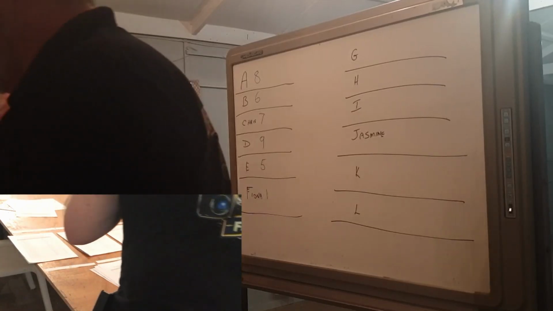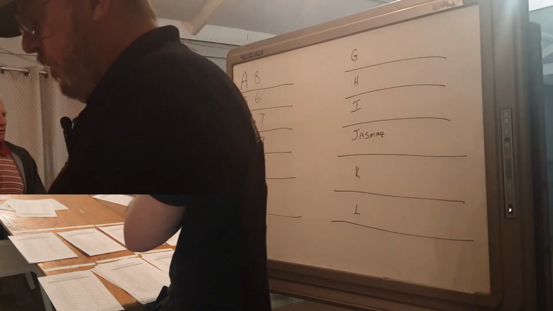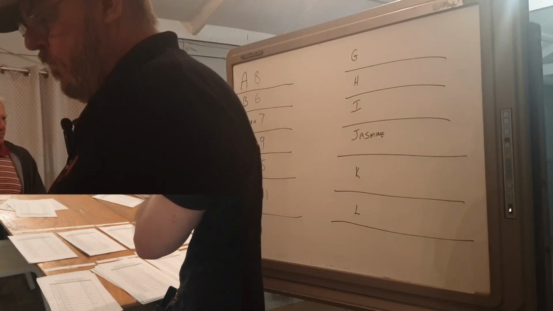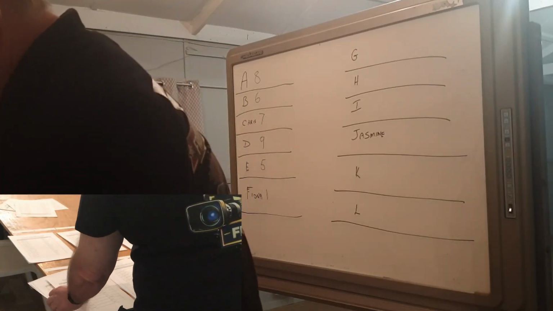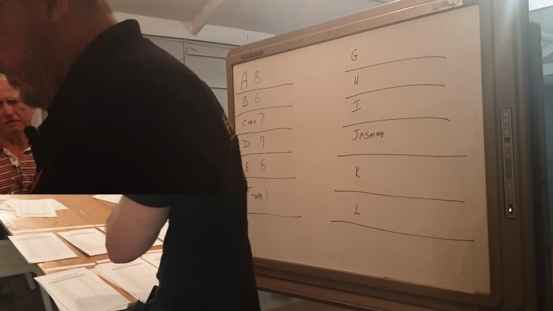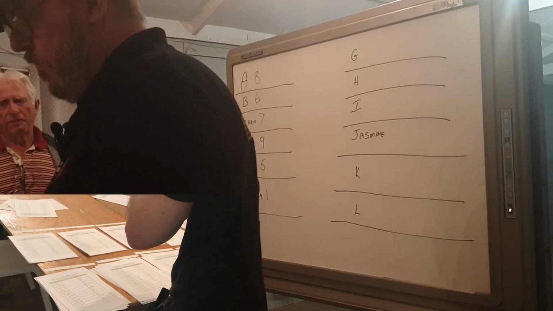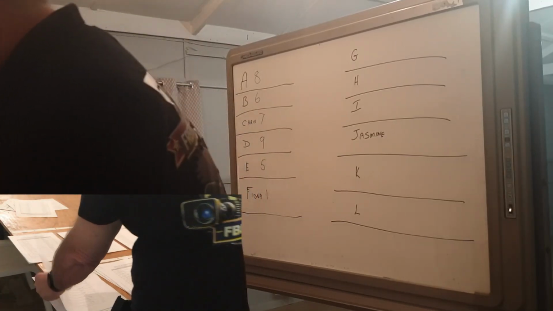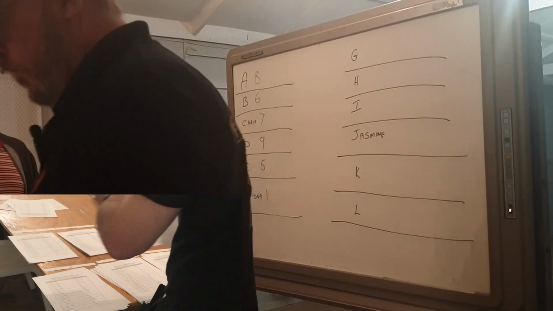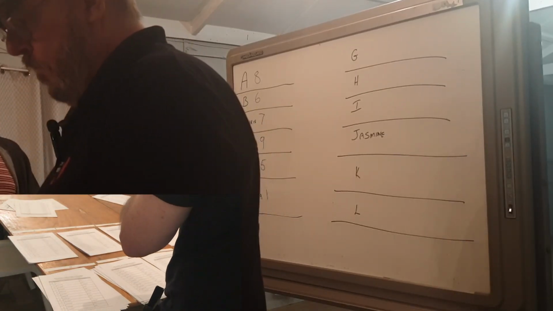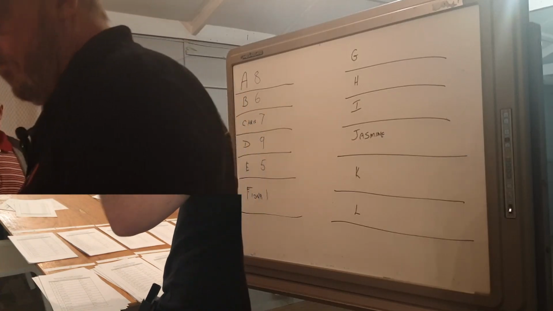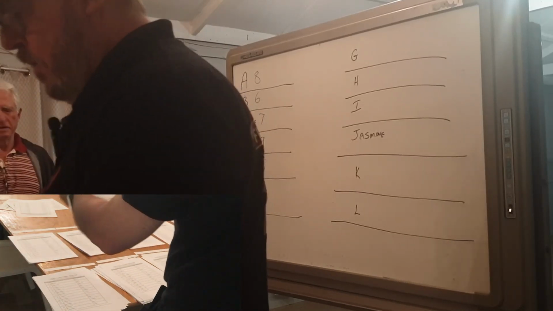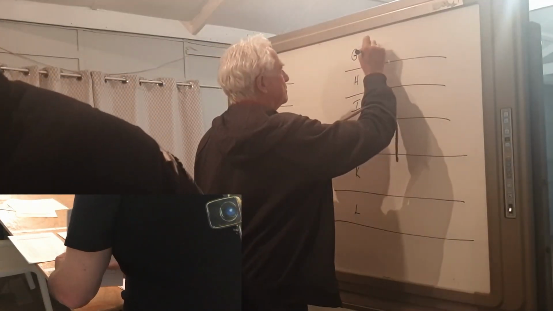Right, Party G. No, don't tighten them up yet, Vince. 1, 2, 3, 4, 5, 6, 7, 8, 9, 10, 11, 12, 13. So Party G has 13 votes.